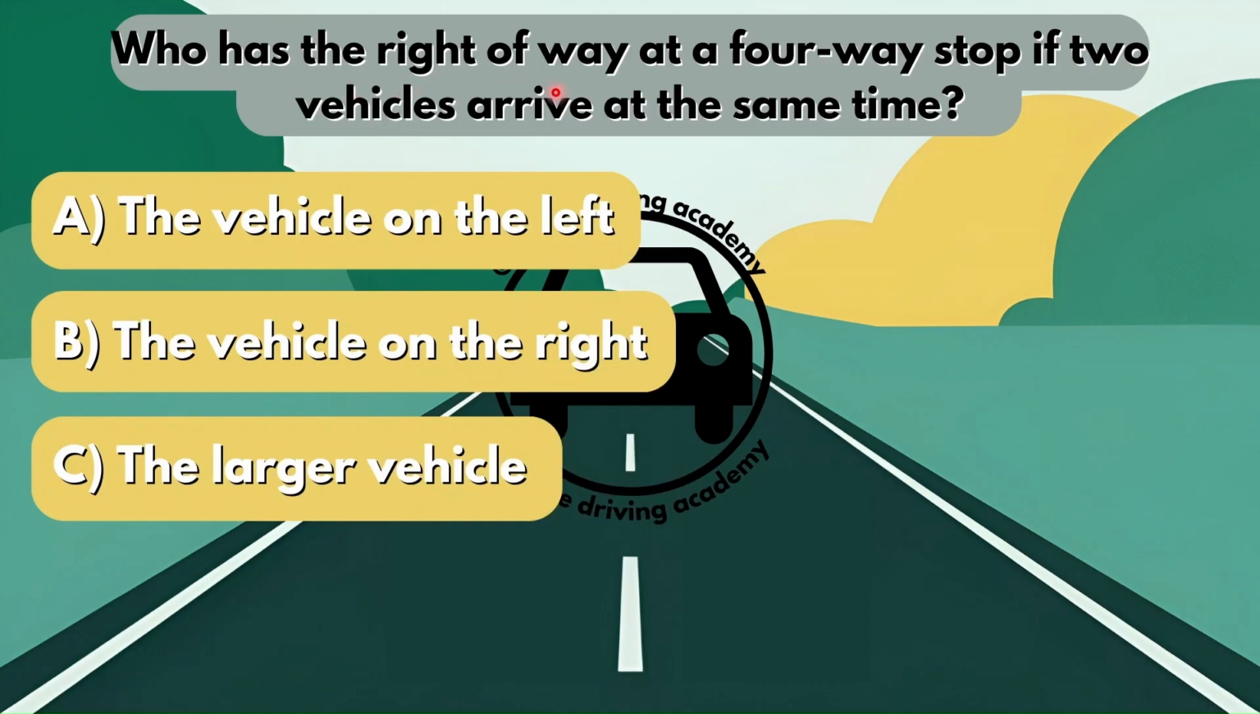Now, who has the right of way at a four-way stop if two vehicles arrive at the same time? Is it option A, the vehicle on the left? Is it option B, the vehicle on the right? Or is it option C, the larger vehicle? Now in this case, if two vehicles arrive at the same time at a four-way stop, the vehicle to the right will always have the right of way and they will have to move off first. Therefore, the answer will be option B.